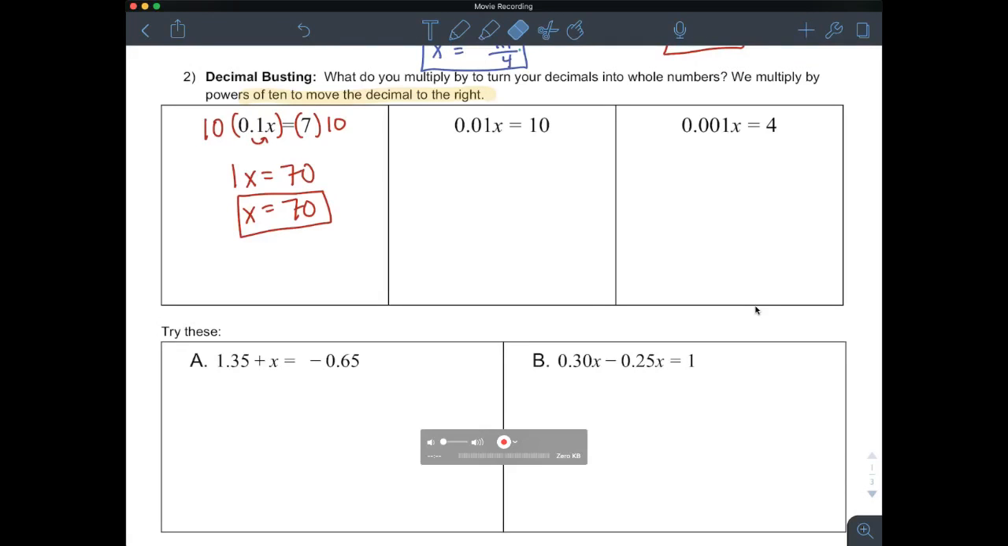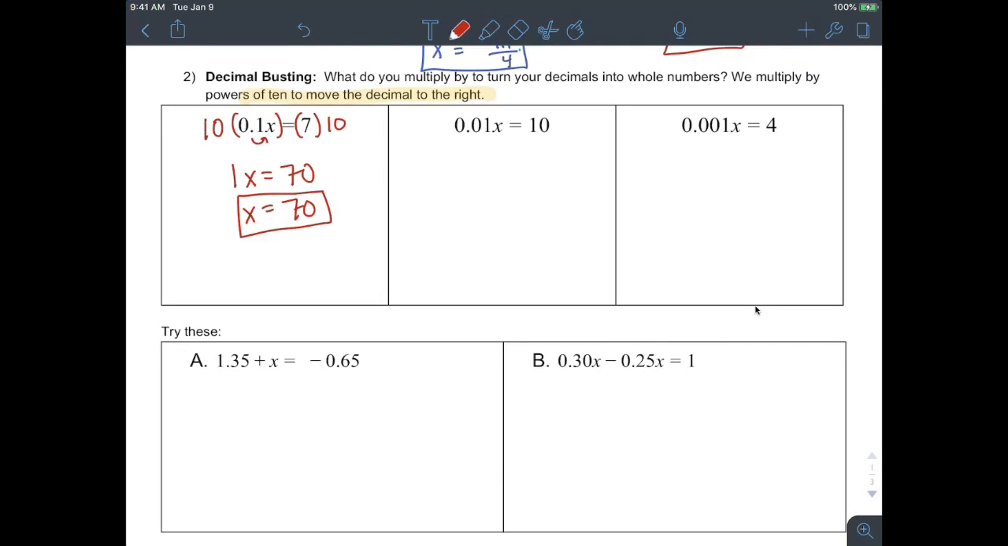Okay. All right, so in order to move the decimal over 2 times, what I need to do is multiply by a number that has 2 zeros after it. So 100. What it's going to do is move the decimal 2 times. So I get 1x is equal to 1,000. So 1, 2, 3 zeros, 1, 2, 3 zeros. Okay.